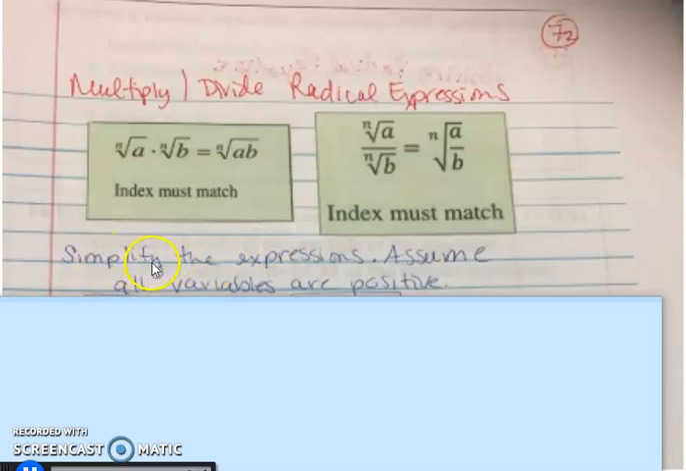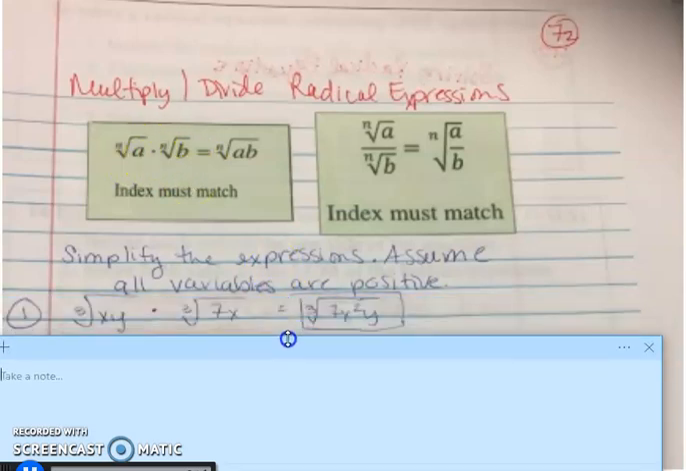The directions say to simplify the expressions, assume all variables are positive. The reason it says that is because if you have, for example, the square root of a -2, that's bad. So our a and our b are always going to be positive, so we don't have to worry about taking the nth root of a negative number.